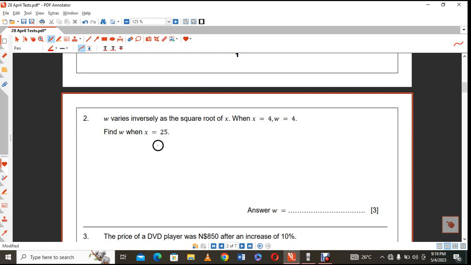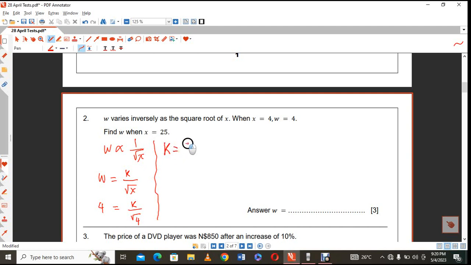So first of all, we need to work out what type of proportion. It says inverse proportion. So that is w is proportional to the inverse of the square root of x. So we need to come up with an equation where we calculate the constant of proportion. So I'm going to use the letter k for that. And we have information here. They say w is 4, and they also say that x is 4. All right. So all of this is done to give us the value of k.